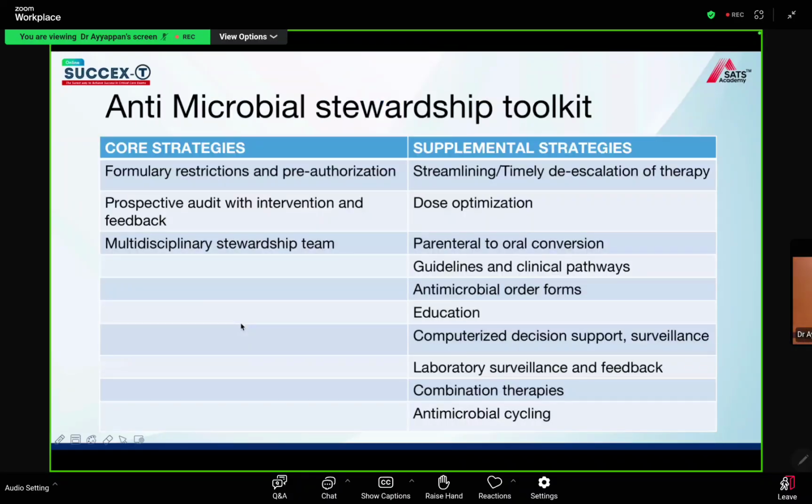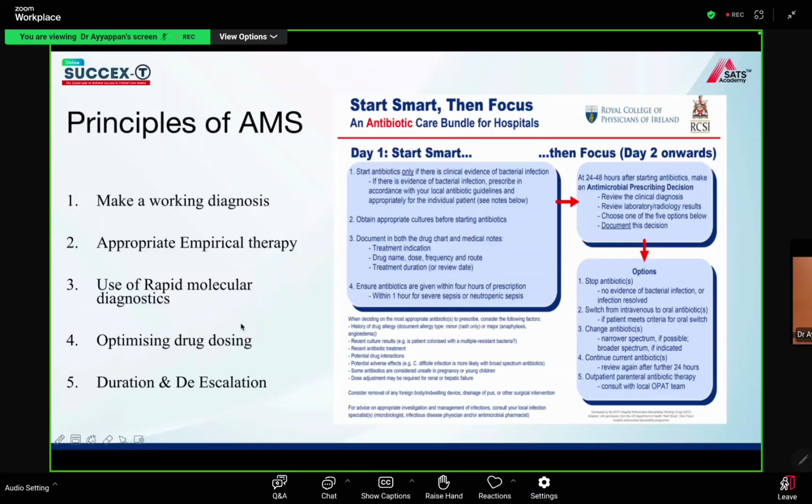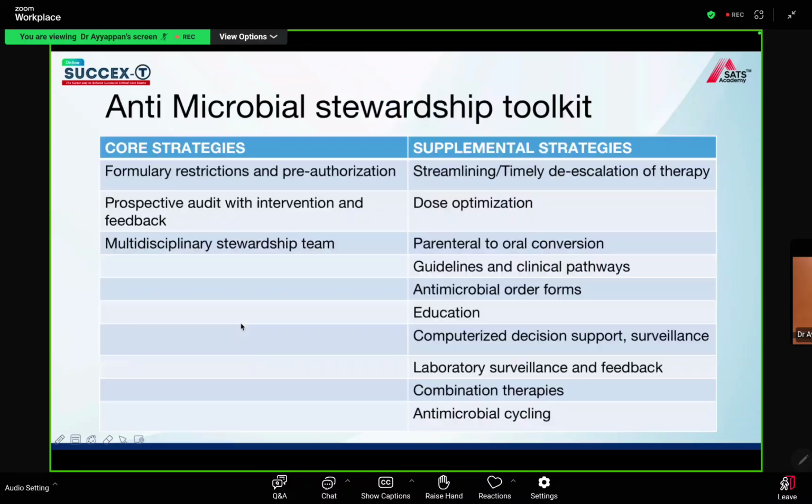So how do you do this? This is one of the methods which they did in the NHS UK. The other thing is you can formulate your own antimicrobial pathway. And when you form a toolkit for something like that, there are your core strategies and your supplementary strategies. So what are the core strategies?